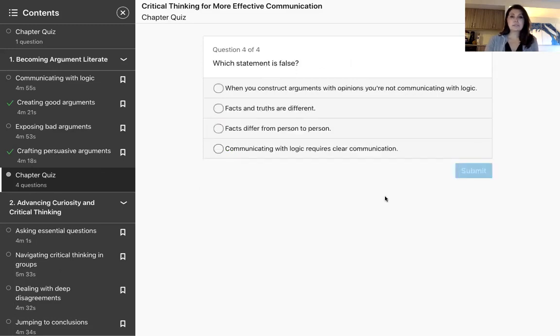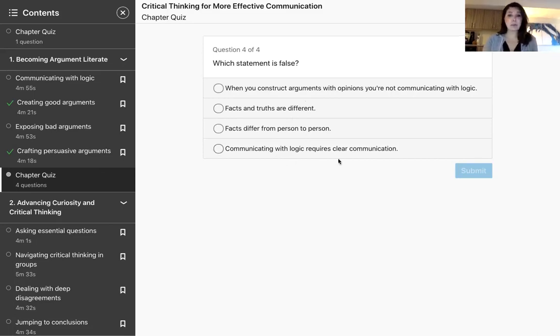Last question for this quiz would be which statement is false this time. When you construct arguments with opinions, you're not communicating with logic, which is false. Facts and truth are different. Facts differ from person to person. This doesn't make much of a sense, right? Eliminate wrong answers first.